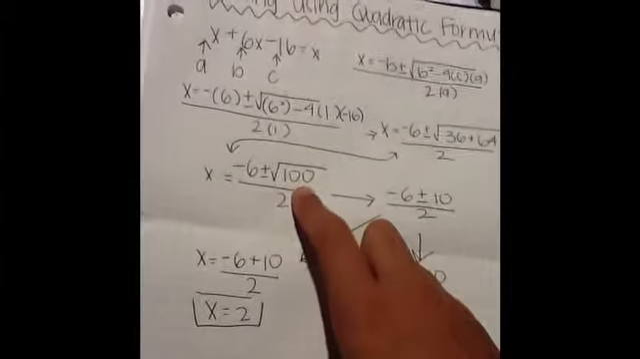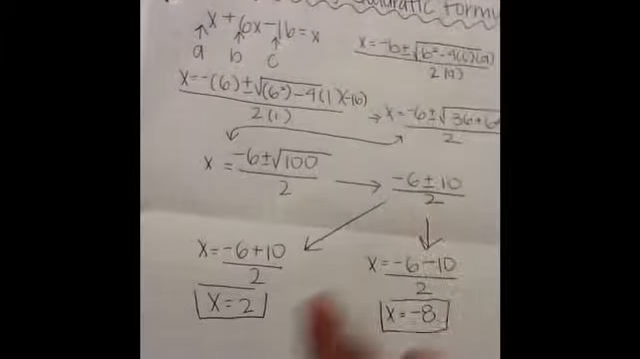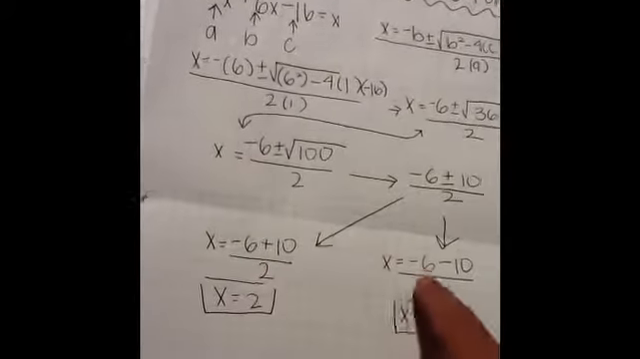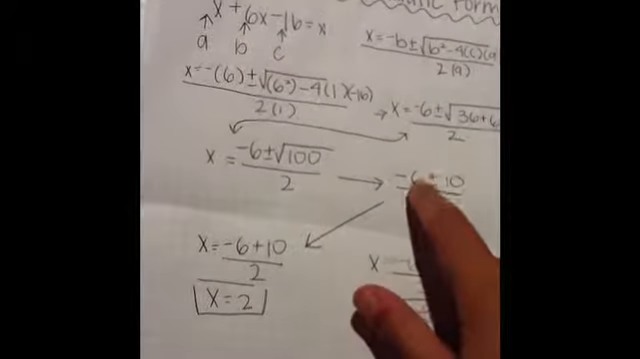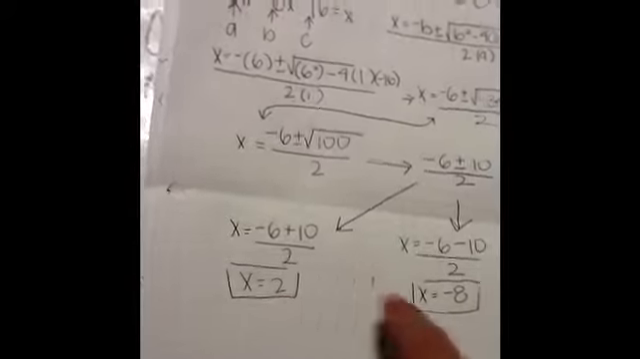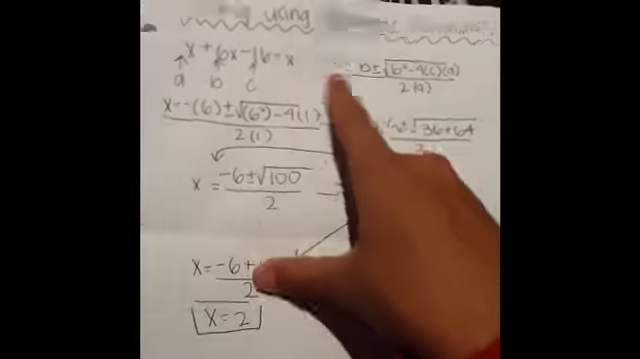So you take the square root of 100 and you get 10, and then you do it both ways: negative 6 plus 10 and negative 6 minus 10. That's where the pluses and minuses come from, and you end up getting two answers. That's how you use the quadratic formula.